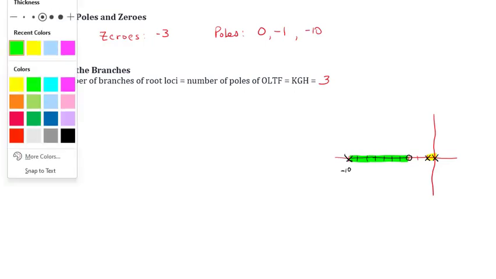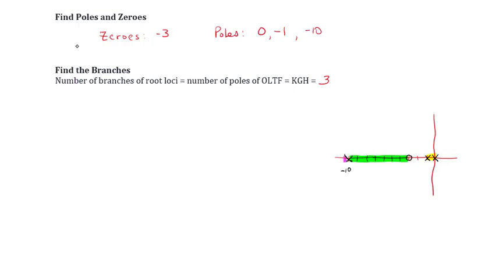What about here? I'm going to change it to pink. The answer is no, there isn't a branch there because there are 1, 2, 3, 4 poles plus zeros to the right of that. So that one does not exist. So there are two branches on the real axis, as I've shown here in green and yellow.